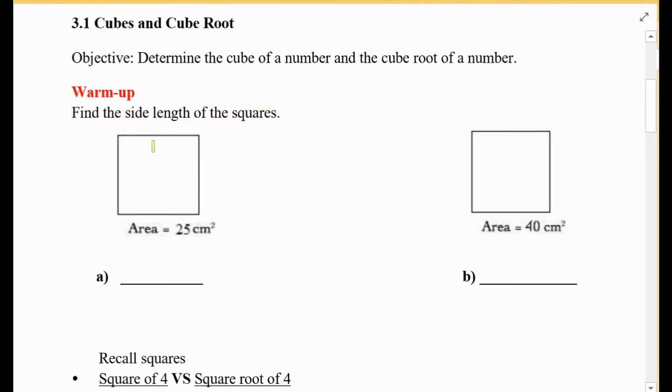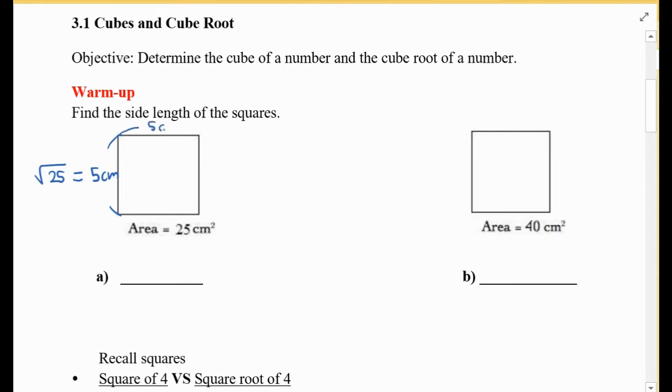In chapter 1, we learned how to find the side lengths when the area is given, right? So the area of the square is 25 square centimeters. So what's the side length, everyone? So this times this should be 25. Then what's going to be the side length? The side length is the square root of 25, which is 5 centimeters.